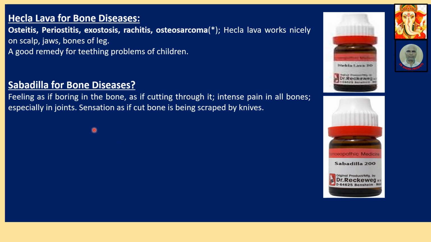Hecla lava for bone disease: osteitis, periostitis, exostosis, rachitis, osteosarcoma. I have given a star here because osteosarcoma is bone cancer. I do not know how osteosarcoma is curable, because it is a very malignant disease. Patients very seldom live. Almost all patients die prematurely in osteosarcoma. It is generally seen in teenagers.